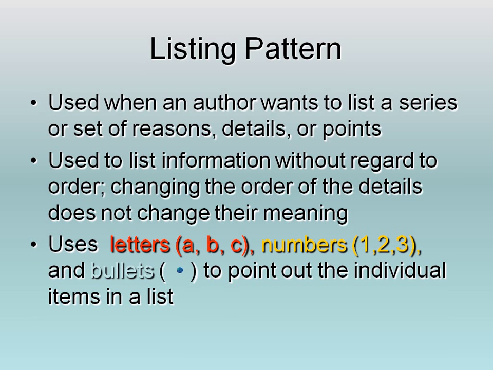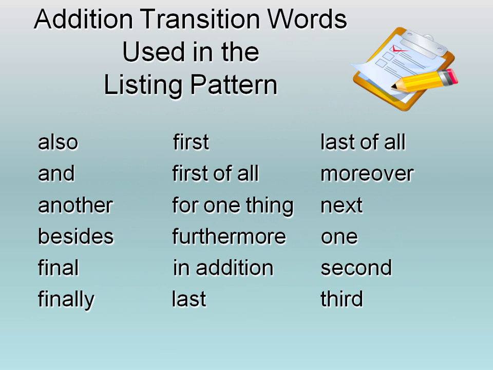Transitions of addition such as and, also, and furthermore are generally used to indicate a listing pattern and signal that the writer is using a second idea along with the first one. The writer presents an idea and then adds other ideas to deepen or clarify the first idea. Read this list of addition transitions used in the listing pattern.